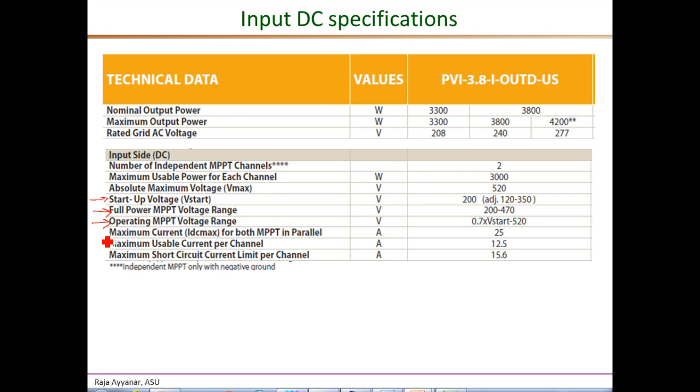Okay, and finally we have the maximum current ratings individually for the two MPPT channels as well as for the entire converter, and we also have the maximum short circuit current limit.